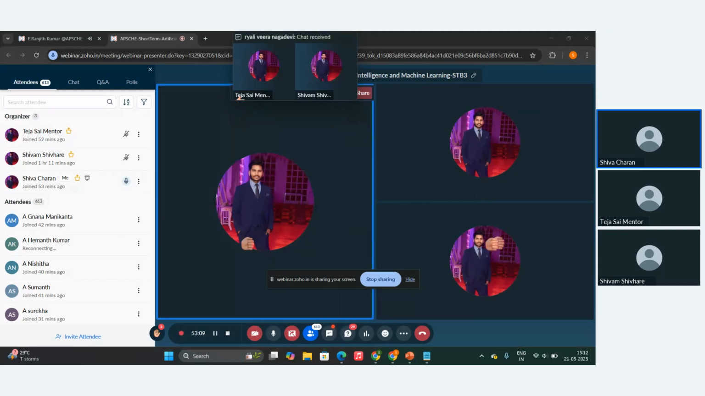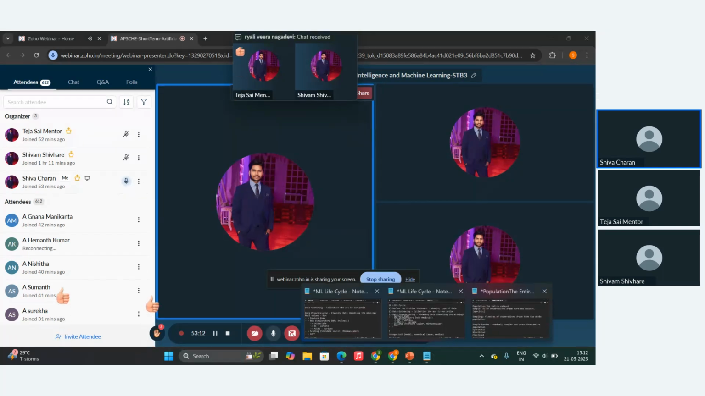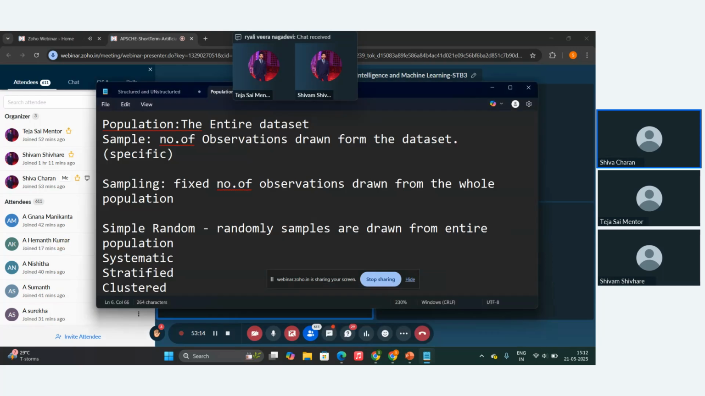Okay, fine. So now we are discussing types of sampling, right? Simple random sampling, systematic sampling, stratified sampling, and clustered sampling. Simple random sampling is nothing but samples drawn randomly from the entire population. So coming to systematic.